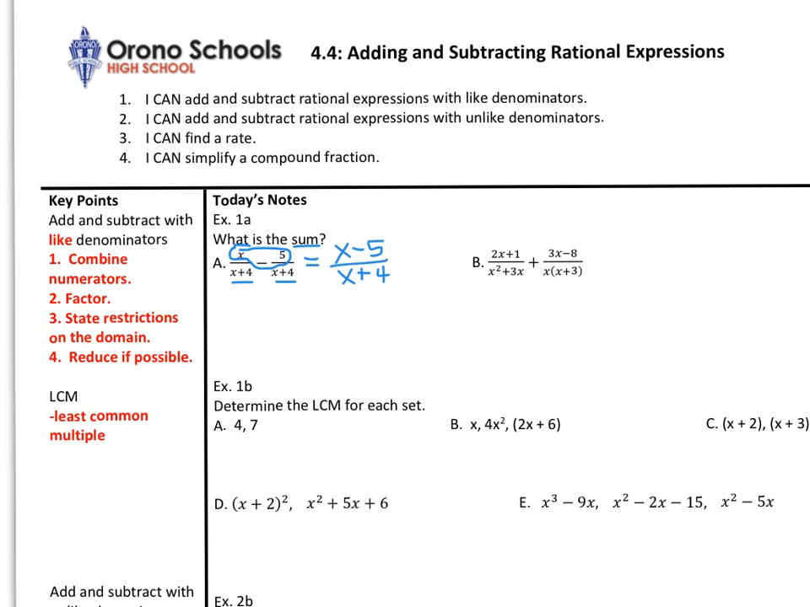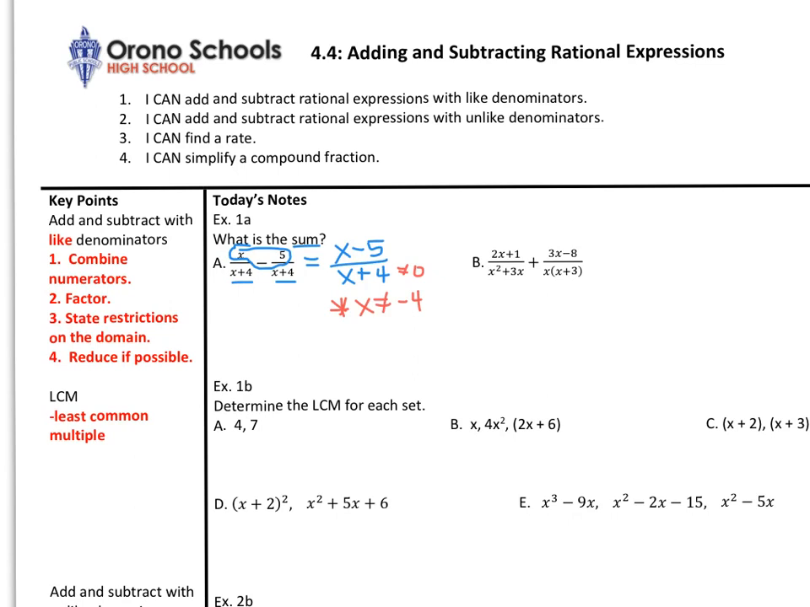Well, there really isn't anything to factor in the numerator or denominator because there isn't a common factor or anything quadratic. So we don't have to do anything for step two. For step 3, state the restrictions on the domain. So remember, the denominator can't equal 0. The restriction is x can't equal negative 4, because that would make the denominator equal 0.